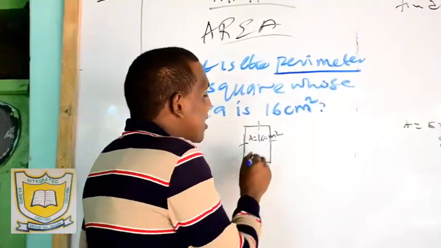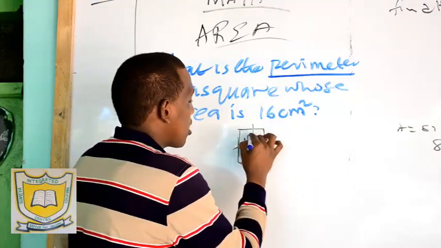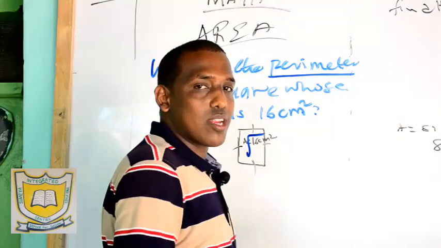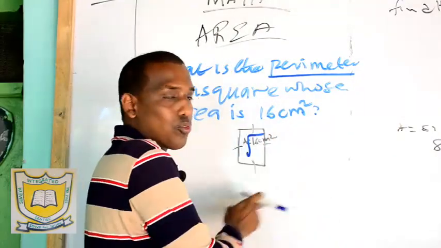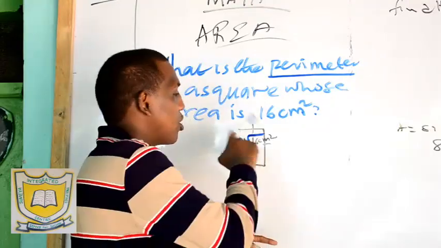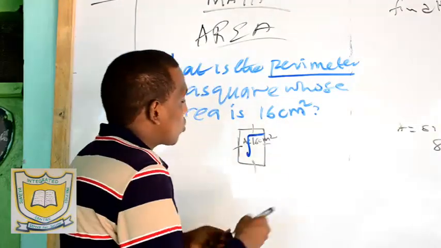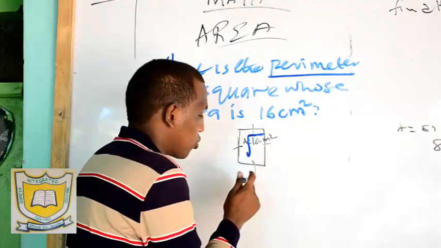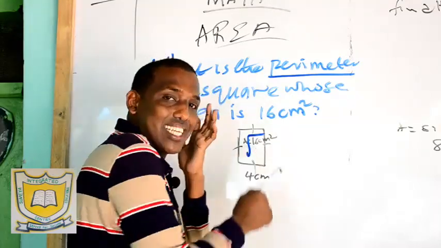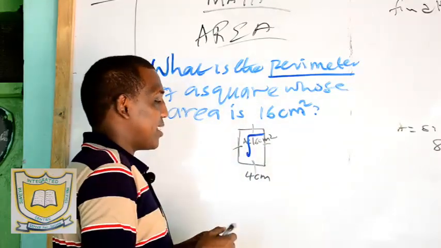So for me to get the side first, when you are given an area, you square root. But when you are given perimeter, to get the side, you divide it by 4 sides, going round. But when you are given an area to get the length or the side, you square root. So we want to get the square root of 16. Square root of 16 is 4. Two same numbers that you multiply to give 16 is 4. 4 times 4 is 16. So one side is 4 now.